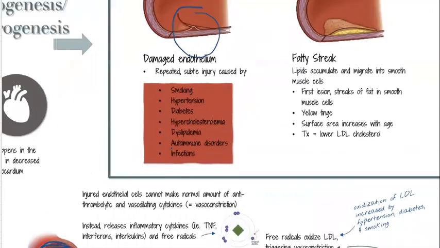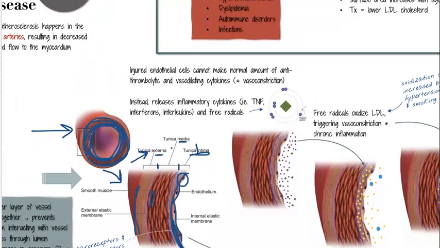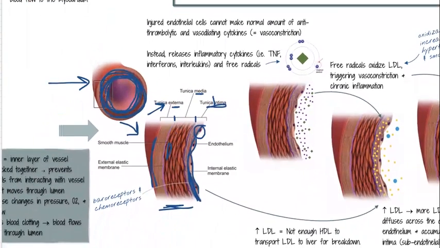So what happens, as we talked about in this very first step here, when there's damage to that endothelium? When those cells are damaged, they can't make their normal amount of antithrombolytic and vasodilating cytokines. I'm not going to go over all of those because we've talked about them.